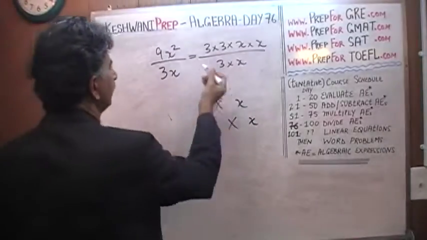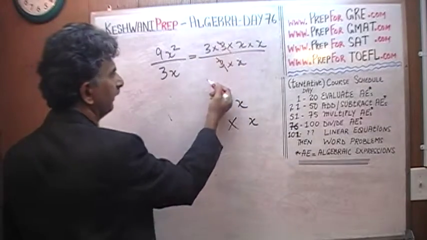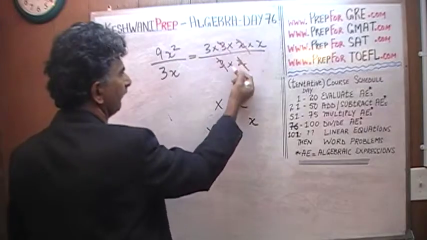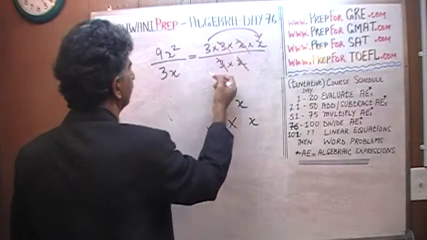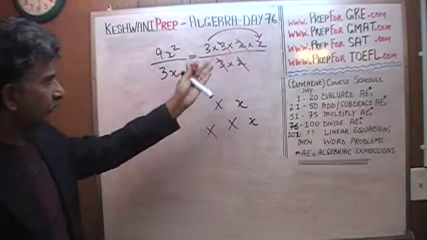So, we have 3 times 3 in the bottom, we have 3. If we were to divide the top and the bottom by 3, the 3 cancels out. And this x will cancel out with this x, and we are left with 3 times x. How could we have shown this thing in a more grown-up method without having to show these baby steps?